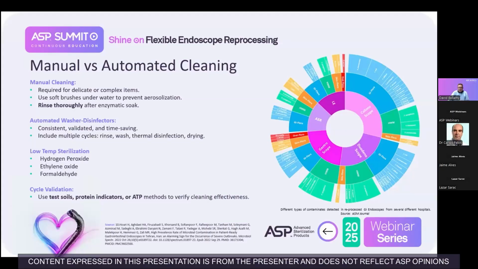Also talking a bit later on about tools, but using soft bristled brushes to avoid causing any damage to scopes, and the use of removing debris, also for internal channels and lumens. There's also a thorough rinse after an enzymatic soaking to ensure detergent residue is loosened and soils are removed also.